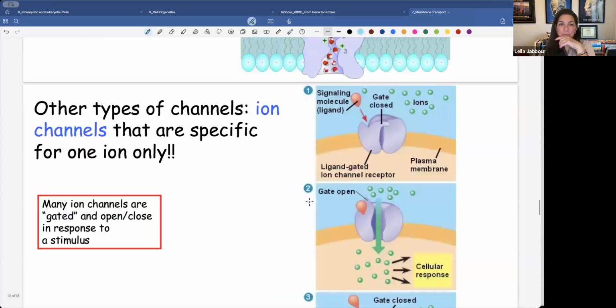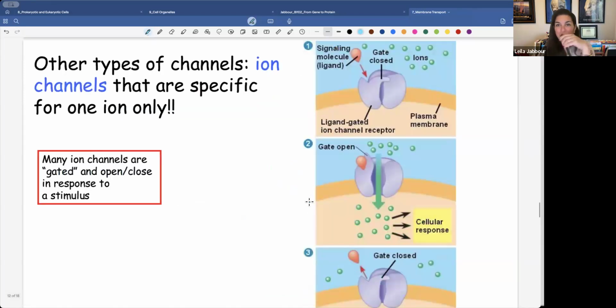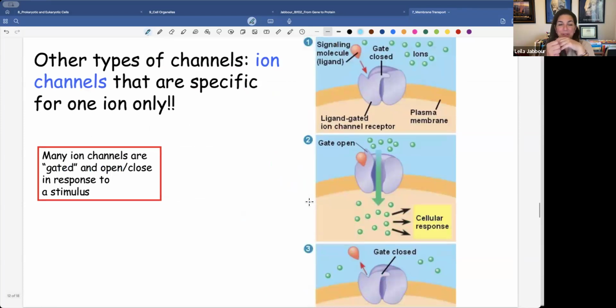Other types of channels are ion channels, very specific for only one ion at a time. Many of these ion channels, this is something that you will see in physiology, and it's why it's important I introduce that to you here, we describe as being gated. That means imagine like a little door here. You see this in the illustration. This is your gate, and this gate opens. When does it open?